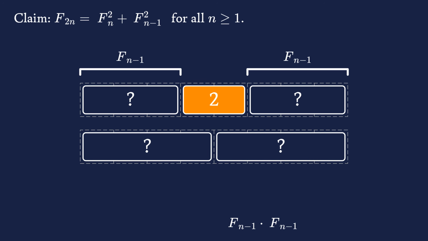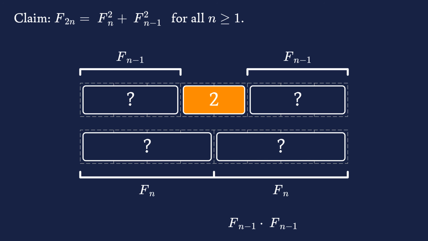In the second case, we have 2 halves of length n. With the same argument, we get f_n squared ways to tile that. We sum these cases together and that's it. That's what we wanted to prove. The f_2n ways to tile this 2n strip can be decomposed in these two cases.